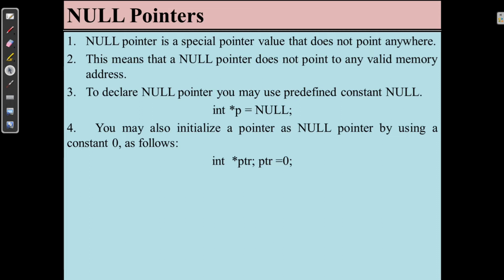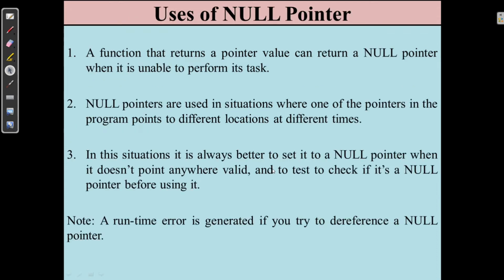This means that a null pointer does not point to any valid memory address. To declare a null pointer, you may use the predefined constant NULL. You can simply write int *p = NULL, and this NULL should be in caps. You may also initialize a null pointer by using the constant 0: int *ptr = 0.